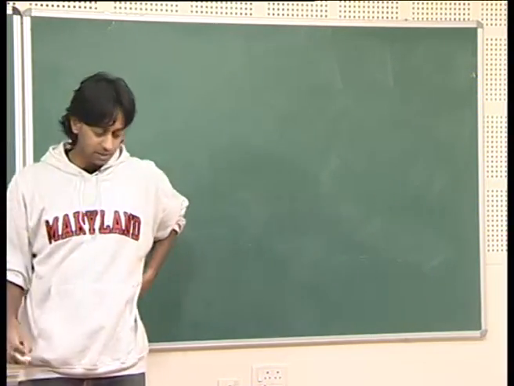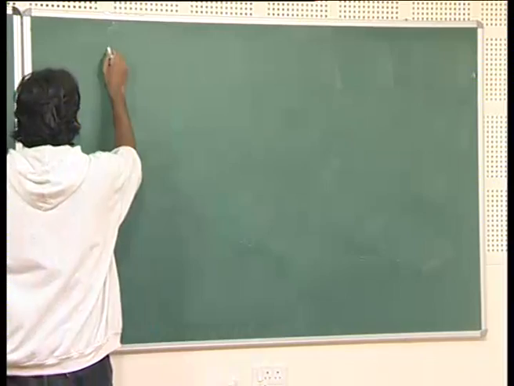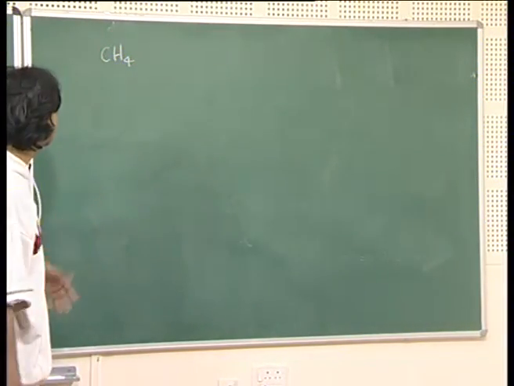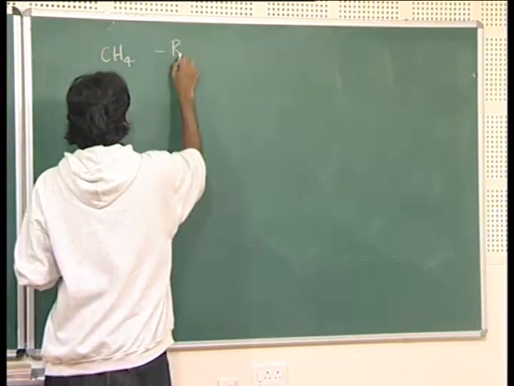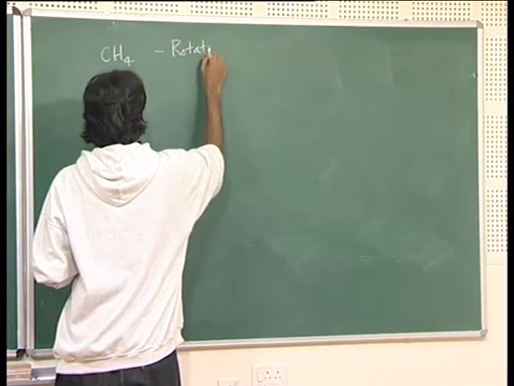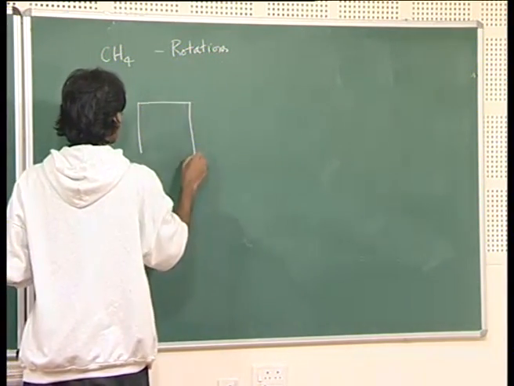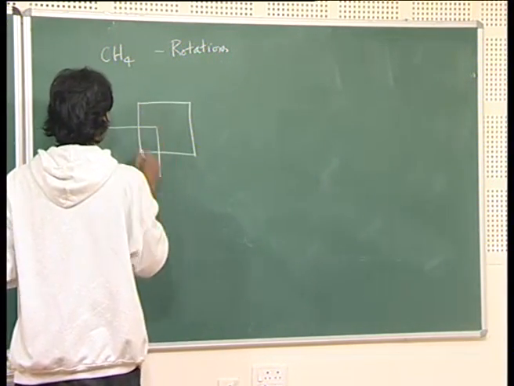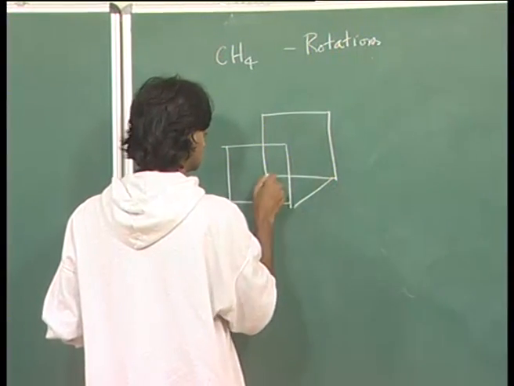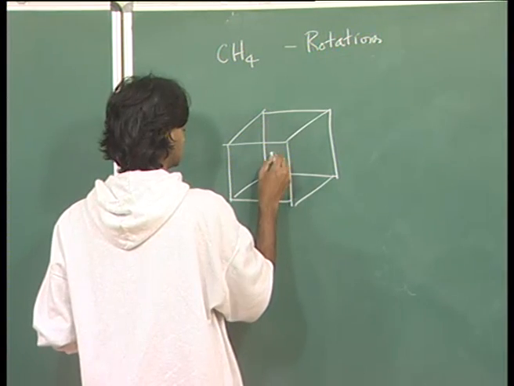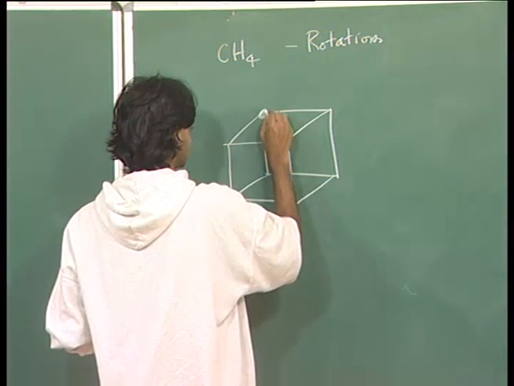Okay. And just for completeness, I will show the methane molecule. So, what are the various rotations of this molecule? Okay, you have a carbon at the center and you have 4 hydrogens.